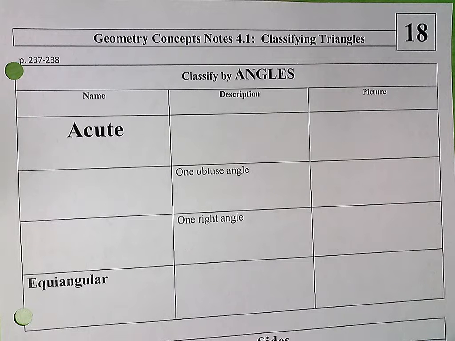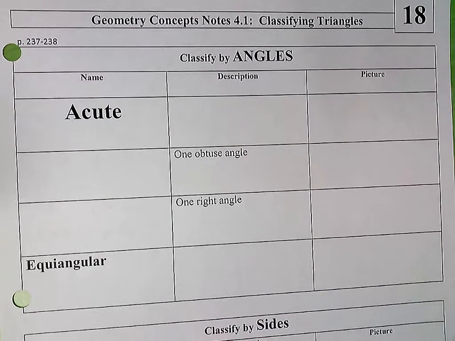Pythagorean theorem, SOHCAHTOA, stuff like that. Now I want to move into more triangles, but we're going to be classifying triangles today. So there are different types of classifying. We can classify a triangle by its angles.